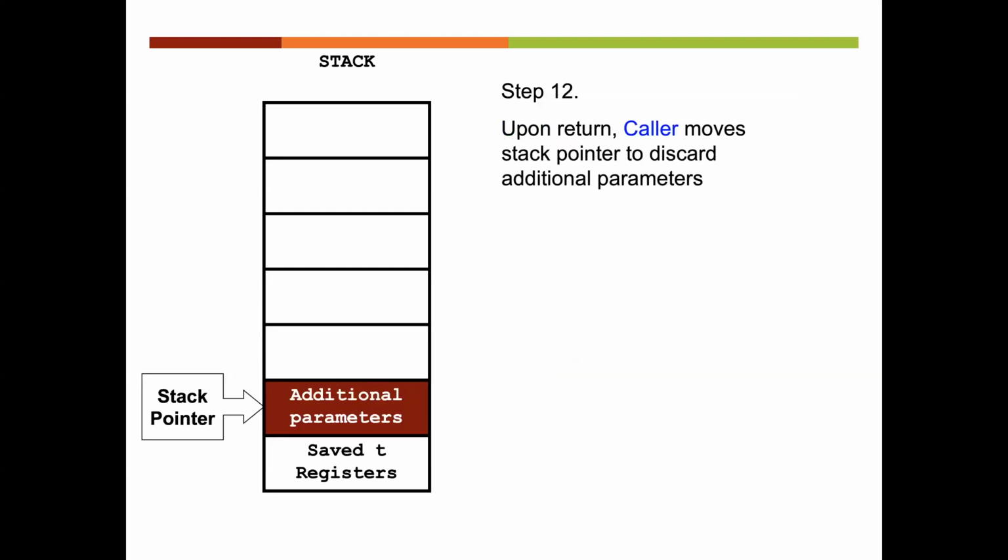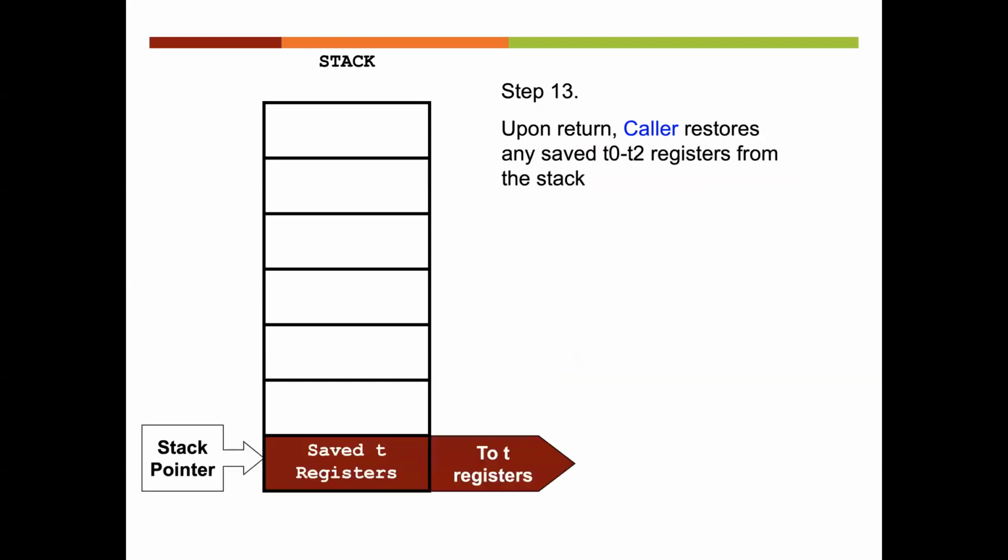Upon return, the caller will then move the stack pointer to discard any additional parameters. Since we are approaching the end of the procedure call, those additional parameters are no longer needed. The next step is that upon the return, our caller will restore the additional registers from the stack.